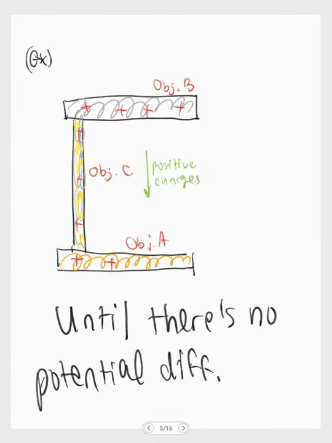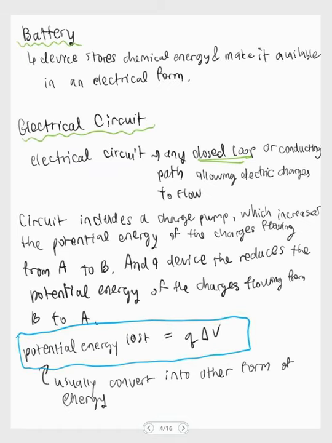Here's an example of object B, object C, and object A touching each other. As we can see, the positive charge is moving downward to object A, until objects A, B, and C have equal charge and there's no potential difference. Okay, so we have to know what a battery is.